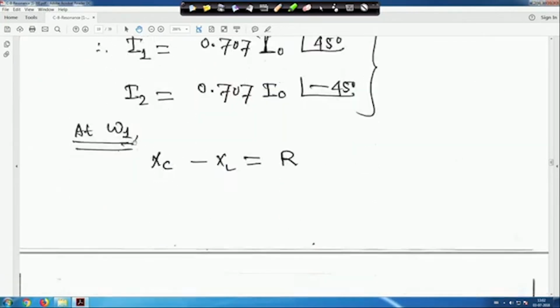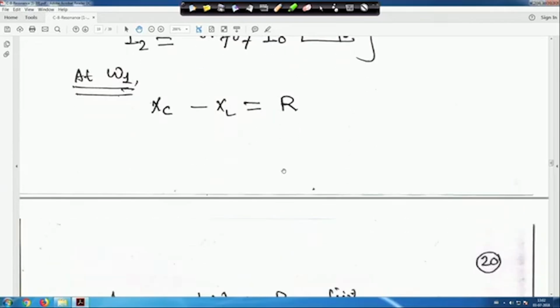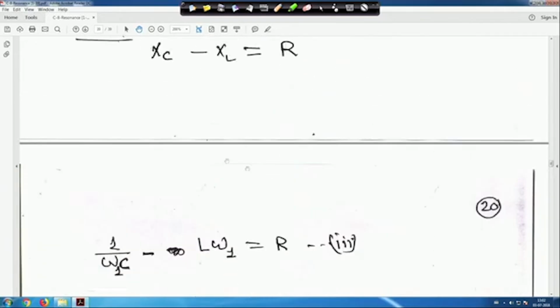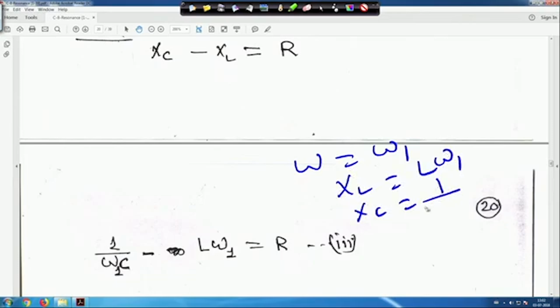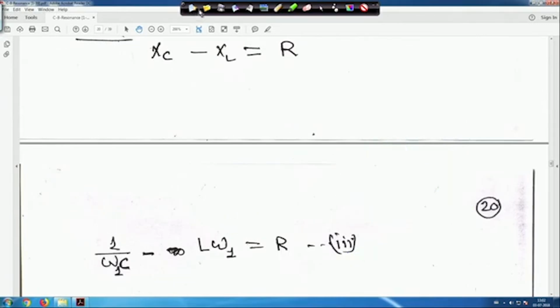But at omega is equal to omega 1, XC minus XL is equal to R. So in that case, at omega is equal to omega 1, XL will be L omega 1 and XC will be 1 upon omega 1 C. So here you put this, and this is equation 3.